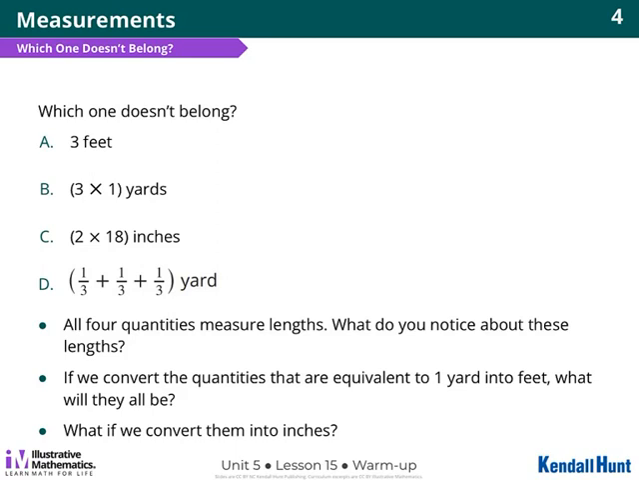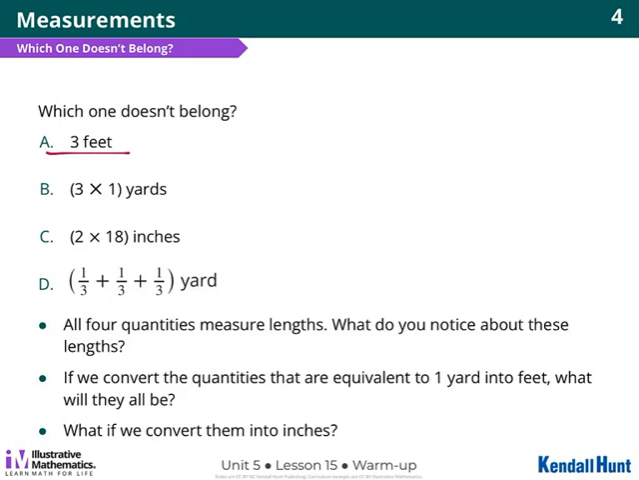Aaron? They all connect because 12 inches equals a foot, and 3 feet equals a yard, and yards equal miles, which is not on there. But they all intersect from each other. They go up and down. The measurements are related. All right. If we convert the quantities that are equivalent to 1 yard into feet, what would they all be? Aaron? 3 feet, because 3 feet equals a yard. So this one says 3 feet.